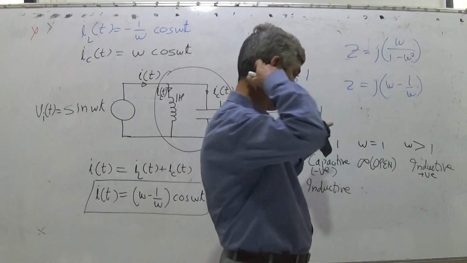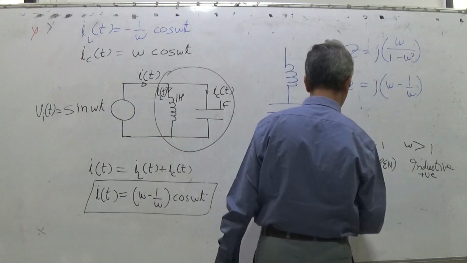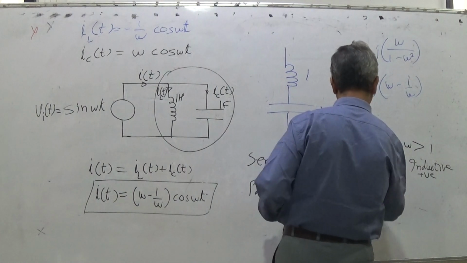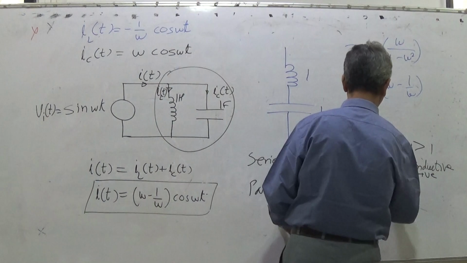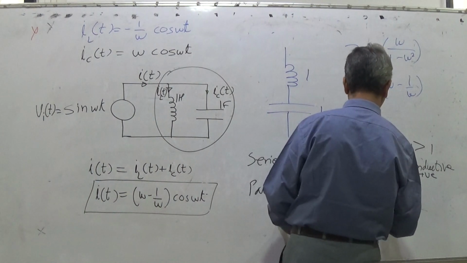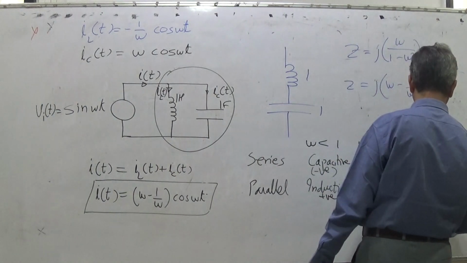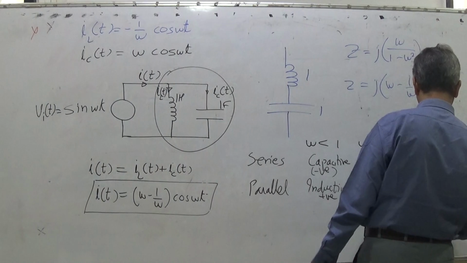Because 1 upon omega square is positive. Oh sorry, I am sorry, for the series it is 0, short. For parallel it is infinity, open. And it is capacitive. It is negative.